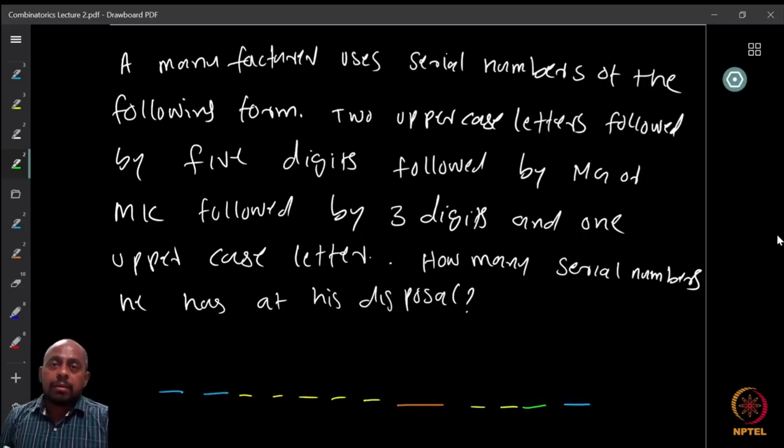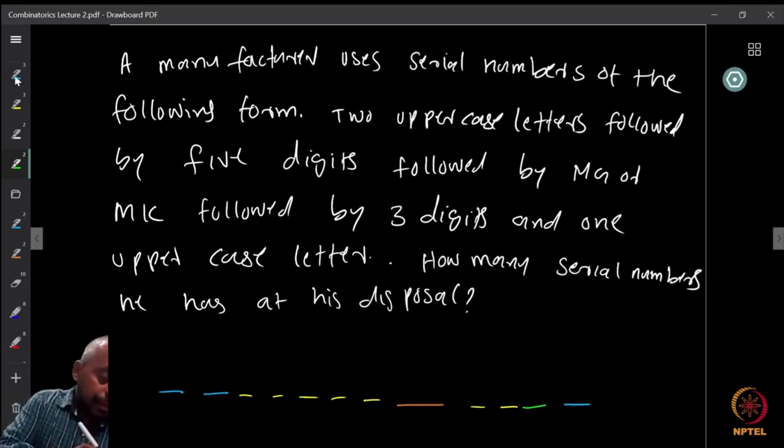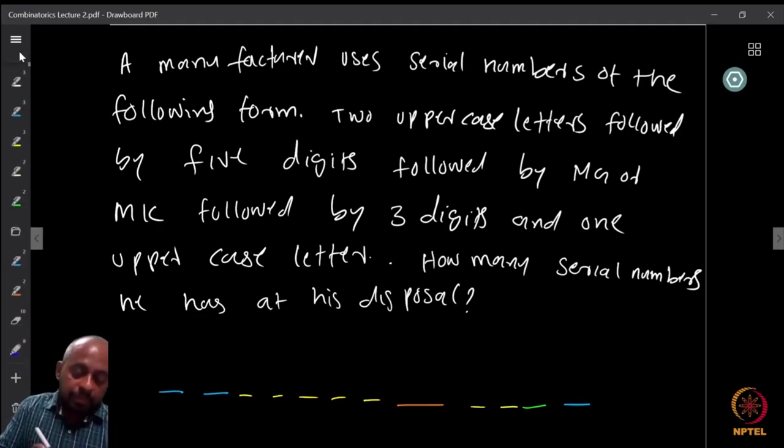Now here is a question. A manufacturer uses, let us say, serial numbers of the following form. Every product that he makes, he puts some serial number, maybe for warranty purposes, etc. Now, two uppercase letters followed by 5 digits, and then they are followed by the letters capital M and G or capital M and K. Then MG and MK are followed by again 3 digits and one uppercase letter.